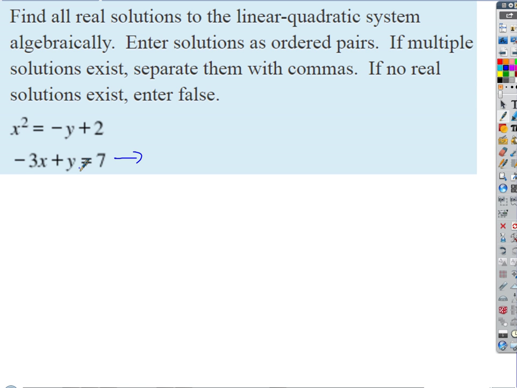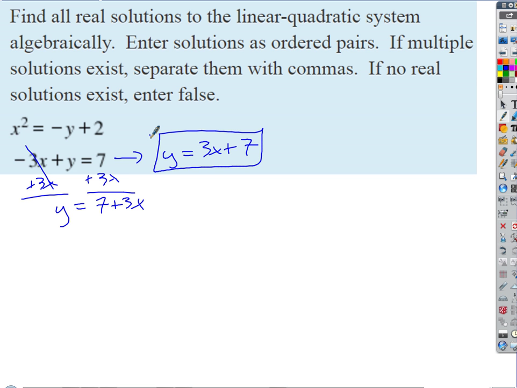So I'm going to add 3x to both sides. And so if I do that, what do I get? Well, I'm going to get y equals 7 plus 3x, or probably better would be to say 3x plus 7. So there's my substitution equation. Let's plug that into the top equation. So instead of a y, we're going to plug in the quantity 3x plus 7. So what does the top equation become then?